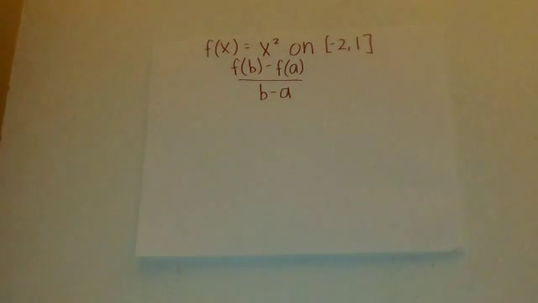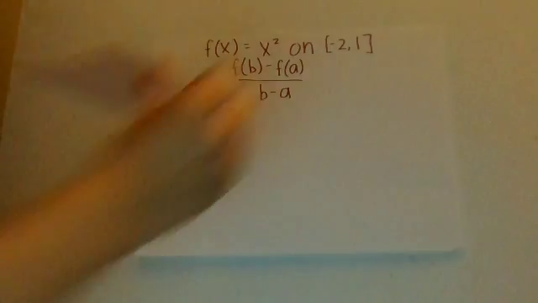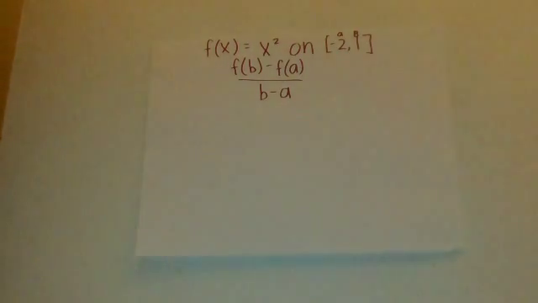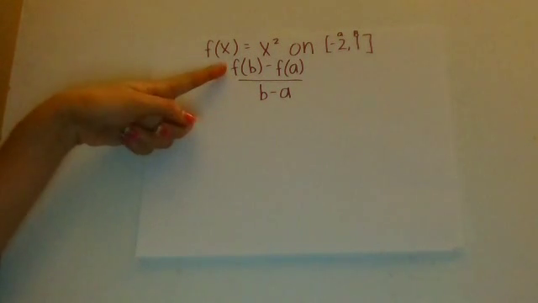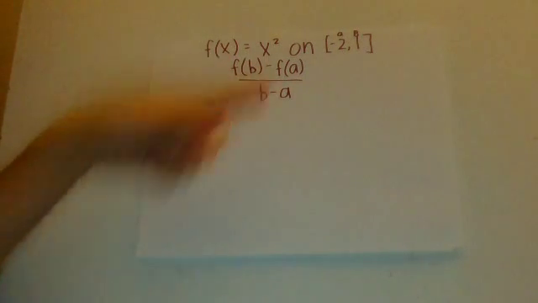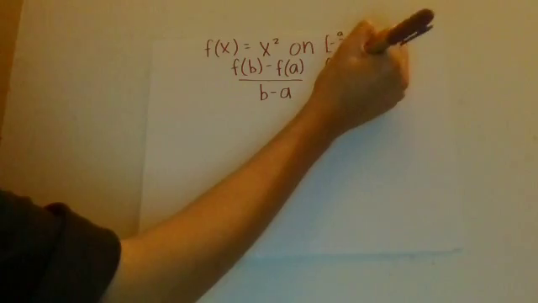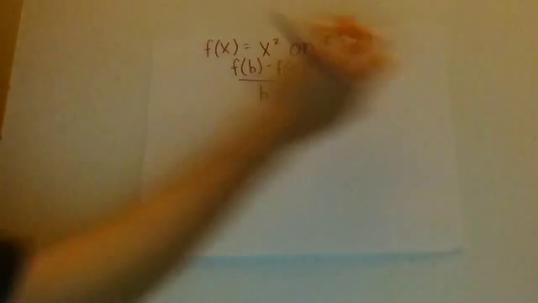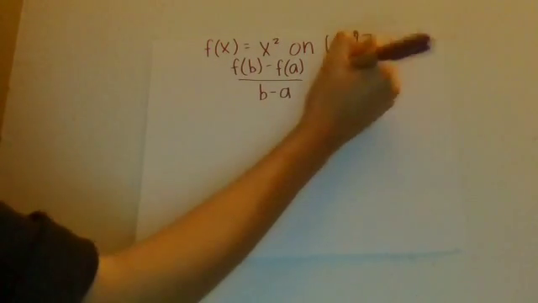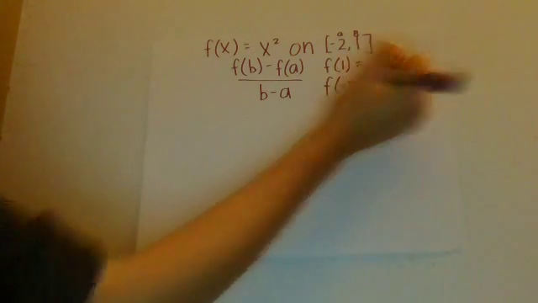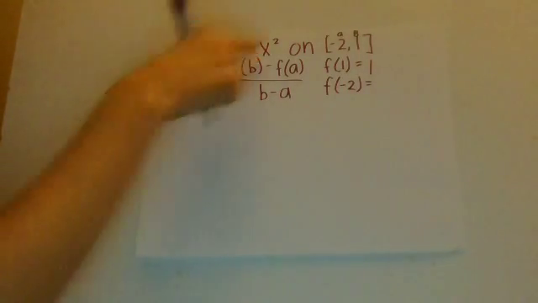So -2 is going to be our a, and 1 is going to be our b. So we're going to plug into this equation and find our f of b and f of a. So you have f of 1, plug that in and you should just get 1. You have f of -2, and when you plug that in, you should get 4.